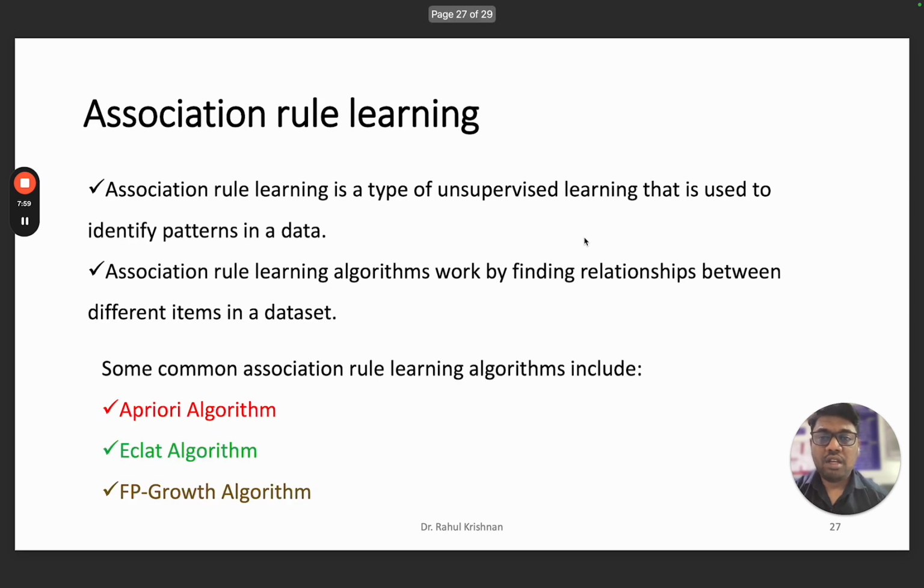With that, we close the introduction to unsupervised learning, and in the next class we will see reinforcement learning.